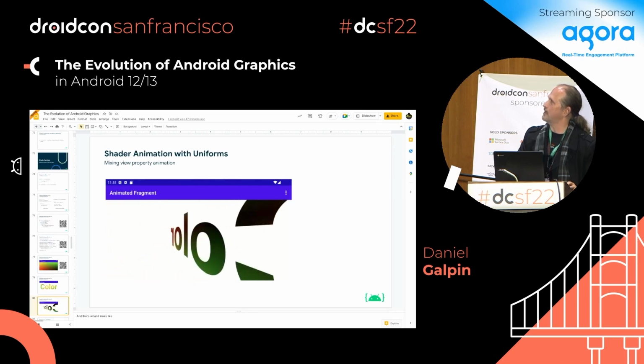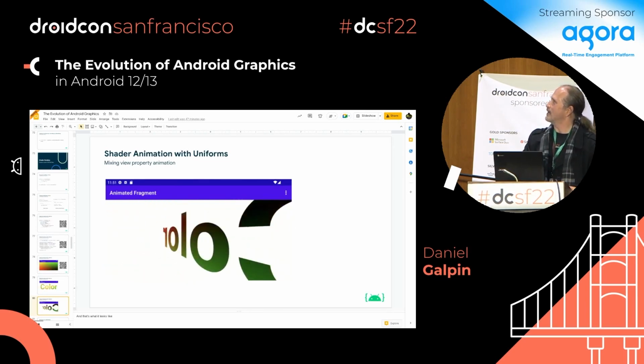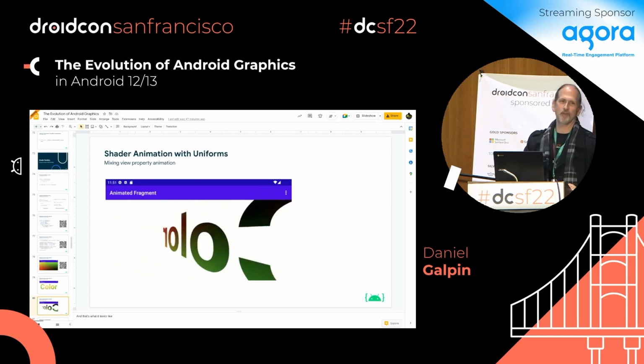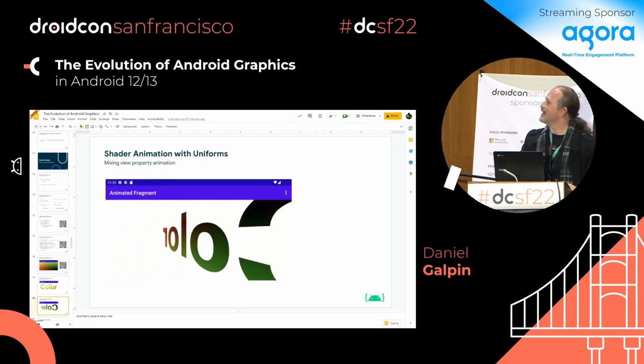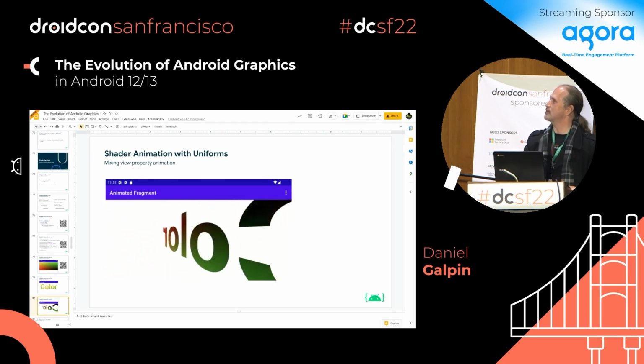So this is an example of an animated shader inside of animated text that's spinning around. No one's going to actually want to do this in their app, but it was really fun, and that's kind of what these things are all about, is doing fun demos. Shaders make for really fun demos.